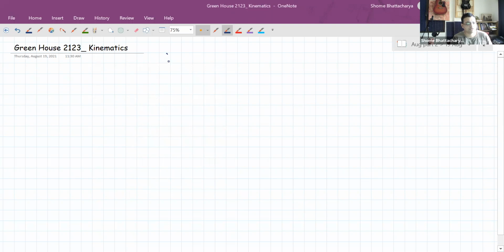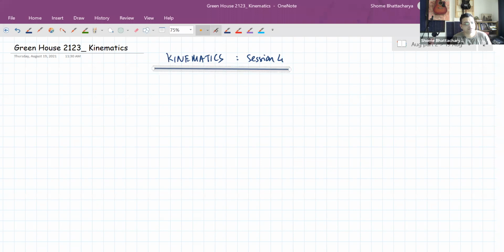Okay, so this is kinematics session number 4. In the last couple of lectures, we have looked at motion along a straight line, and in particular motion along a straight line with uniform acceleration, and vertical motion as a special case of that.